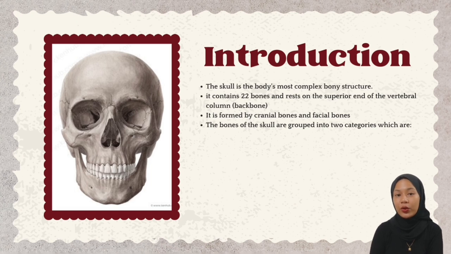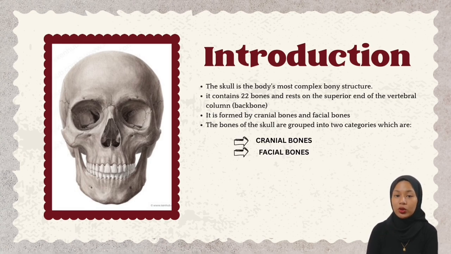So now I will start with the introduction. The skull is the body's most complex bony structure, and it is the bony framework of the head, which contains 22 bones, not counting the bones of the middle ears, and rests on the superior end of the vertebral column. The bones of the skull are grouped into two categories, which are the cranial bones and the facial bones.